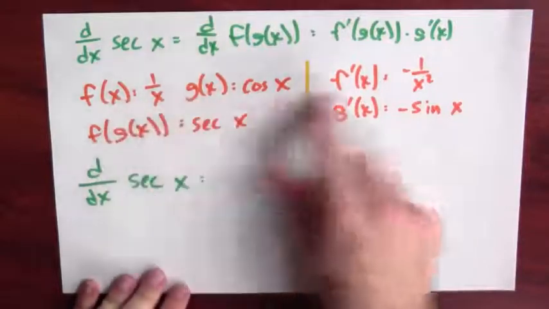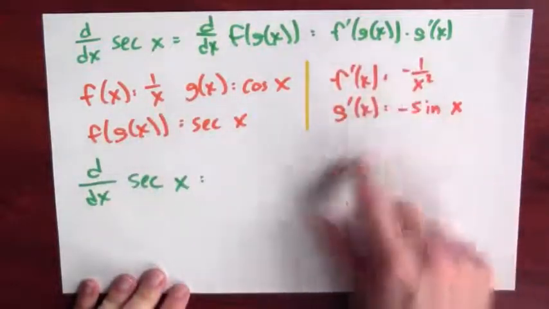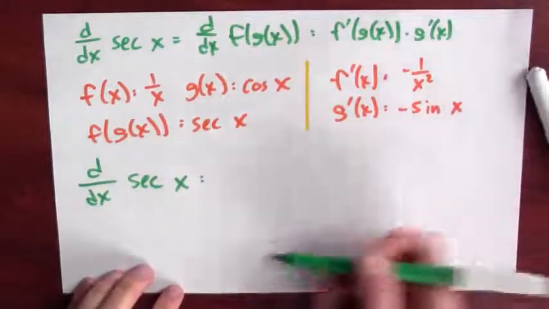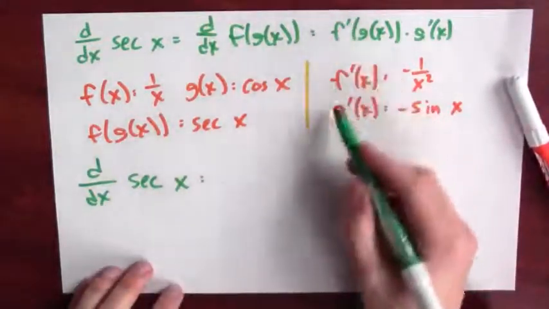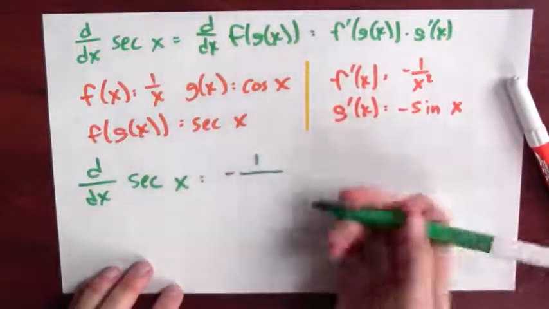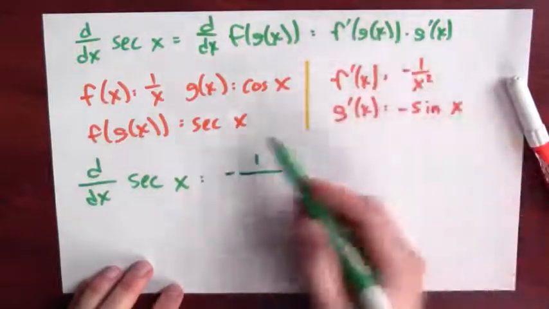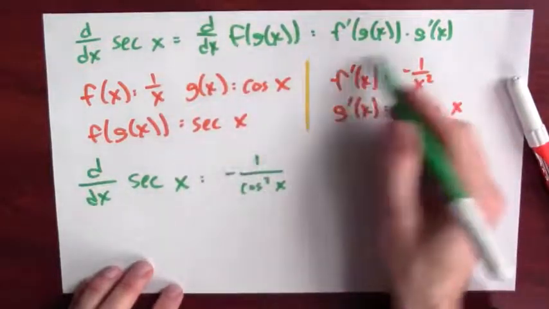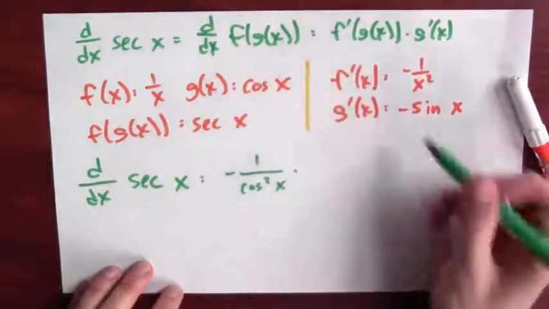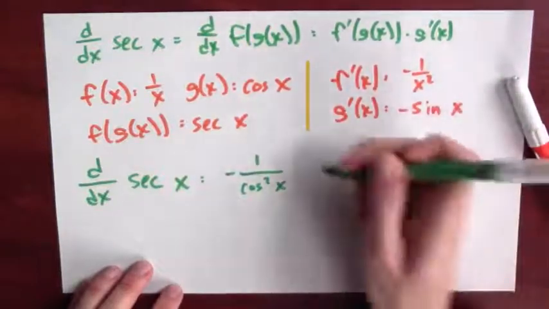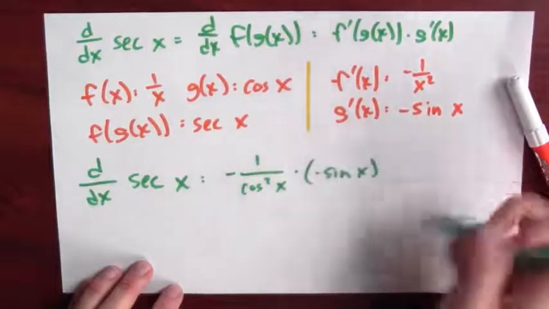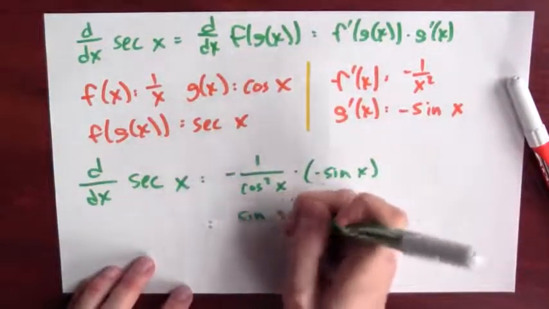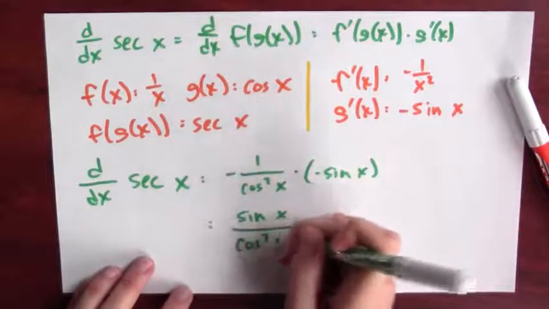Now I can separately calculate the derivative of 1 over x, it's negative 1 over x squared, and the derivative of cosine is negative sine. So putting this together, the derivative of secant must be the derivative of f, which is minus 1 over its input squared, at g of x, and g is cosine, so it's negative 1 over cosine squared, that's f prime of g of x, times the derivative of g, which is minus sine. Now I can put this together, the minus signs cancel, and I'm left with sine x over cosine squared x.